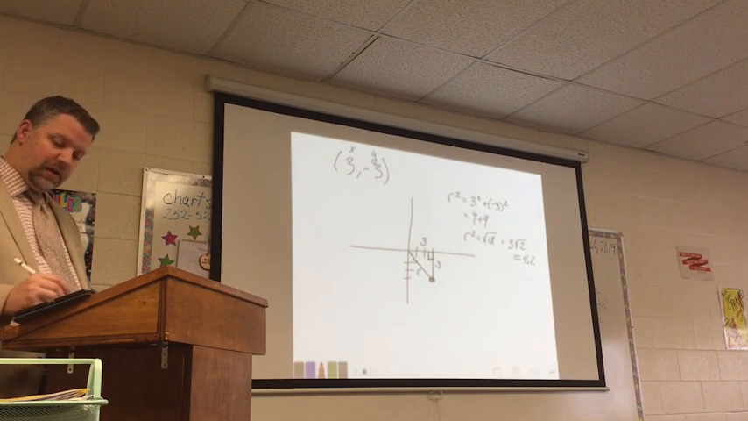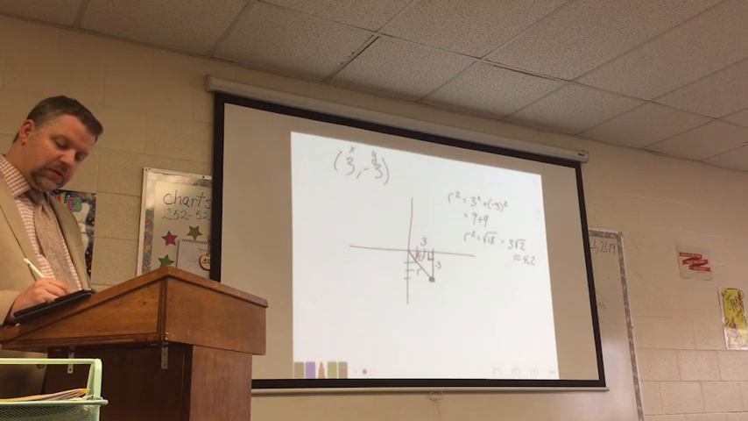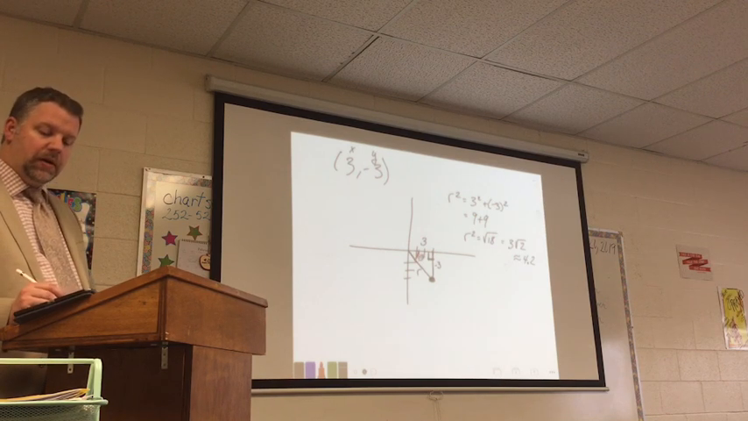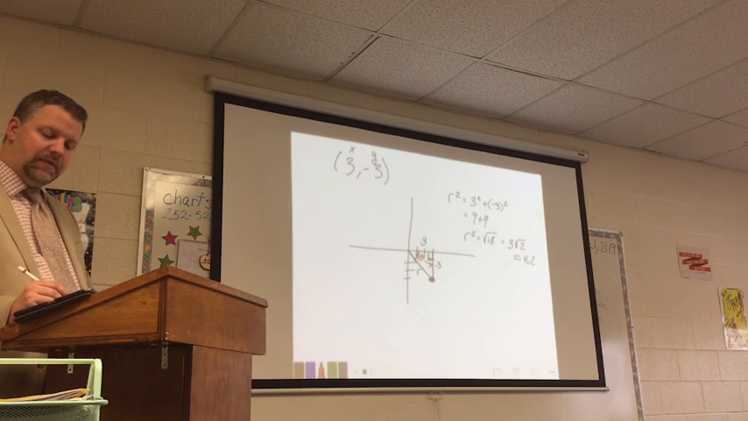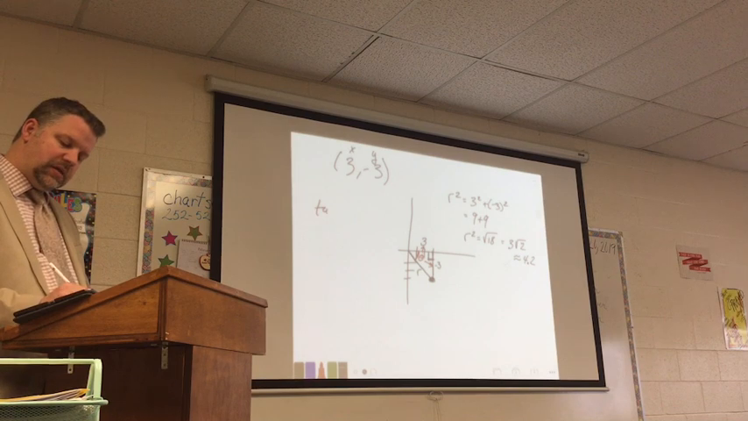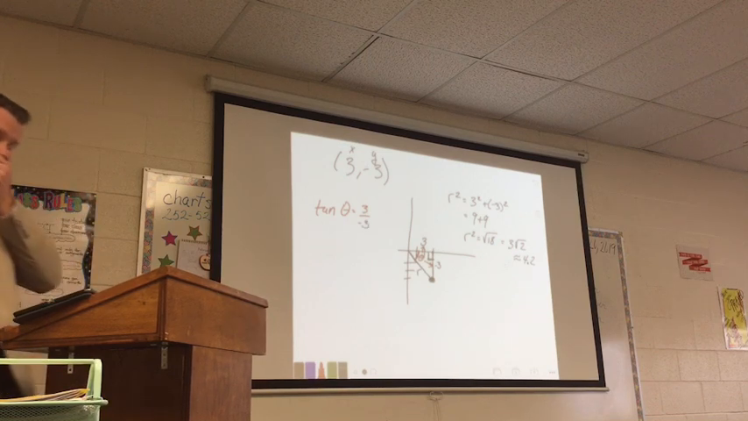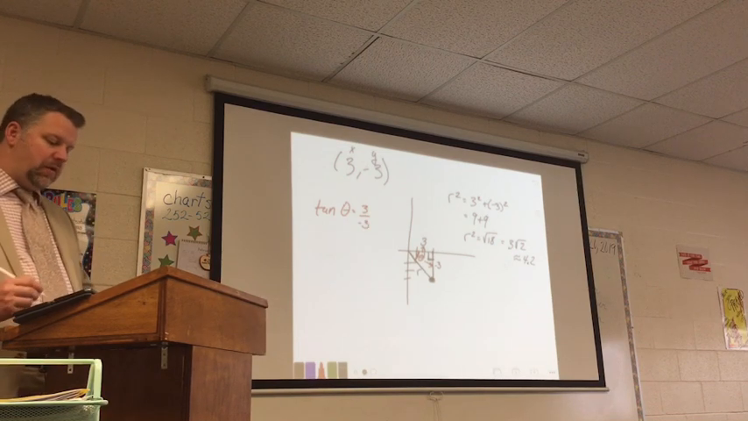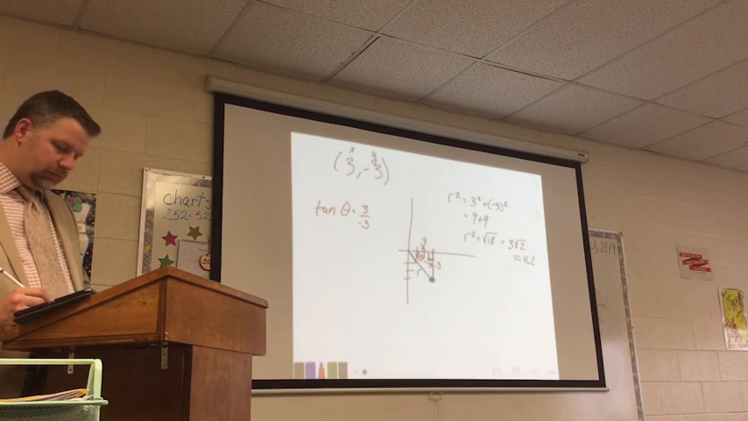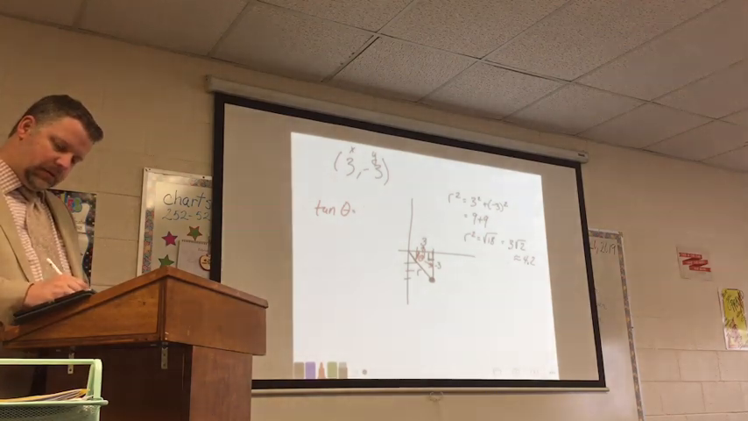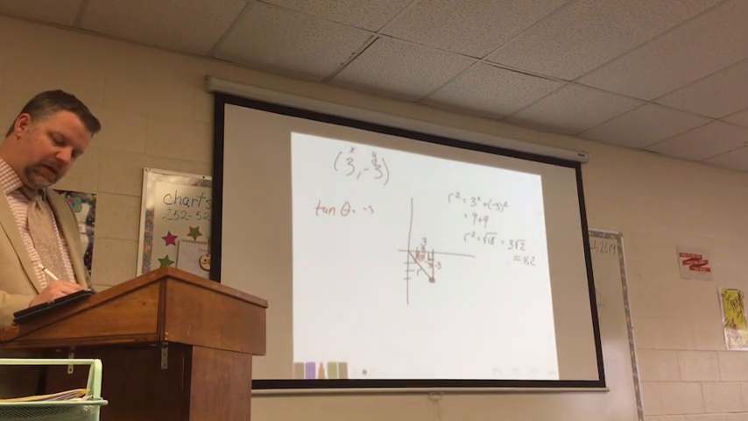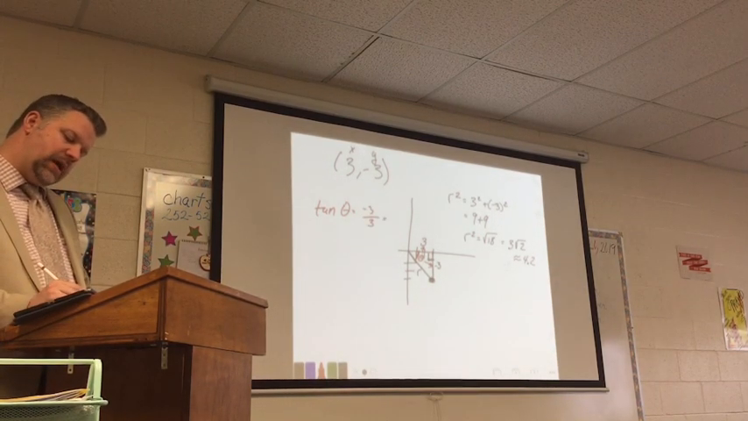Now we have to figure out theta. We have to figure out this angle right here. So what I'm going to use is trigonometry, because I have the opposite and I have the adjacent. So it's tangent. Tangent of theta is equal to 3 over -3. If you want to include that, that's fine. Negative would be on top, but that doesn't really matter. It would be opposite, -3 over 3, which is equal to -1.